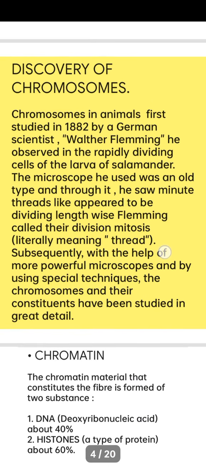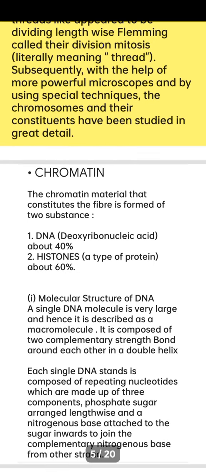Now let's see what chromatin means, and what the material of chromatin is made up of. Chromatin material consists of fibers formed by two substances. The first one is DNA, which is also known as deoxyribonucleic acid, which is about 40%, and the histone, which is a protein, about 60%. These both things form the chromatin.